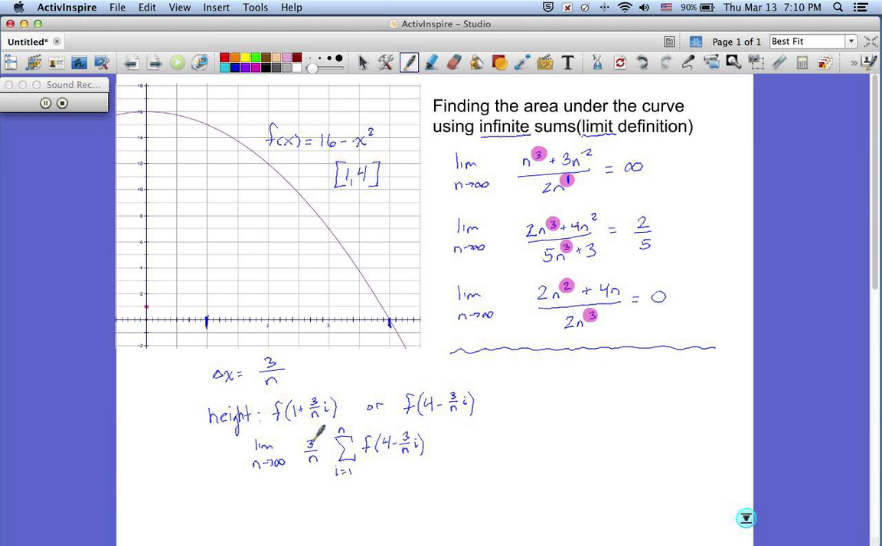So look at what I have here. I have the base, the width, whatever you want to call it, times all the individual heights, right? If I plug a 1 in, I get 4 minus 3 over n, 4 minus 1 width. If I plug a 2 in, I get 4 minus 2 widths. Right, so that puts me at the second rectangle, third rectangle, fourth rectangle, so on and so forth, till I get to an infinite number of rectangles.